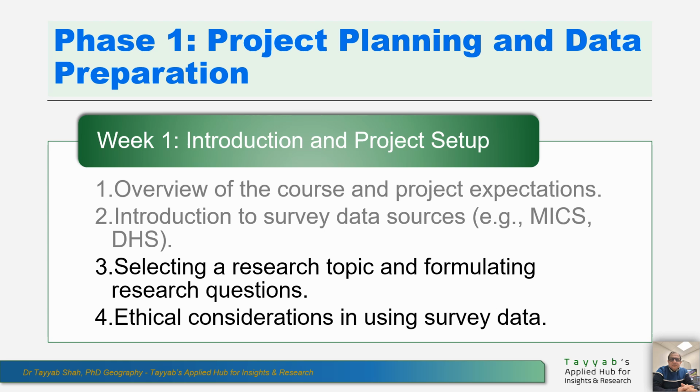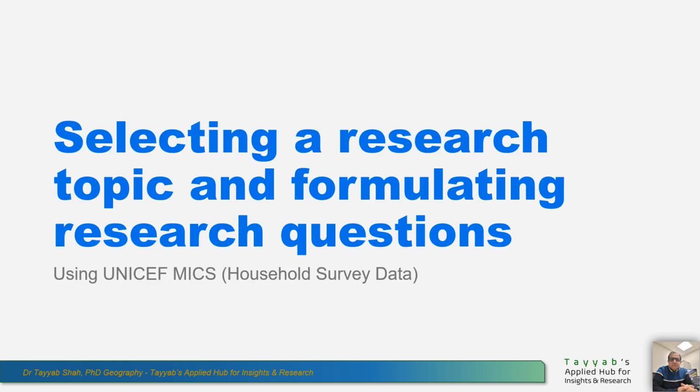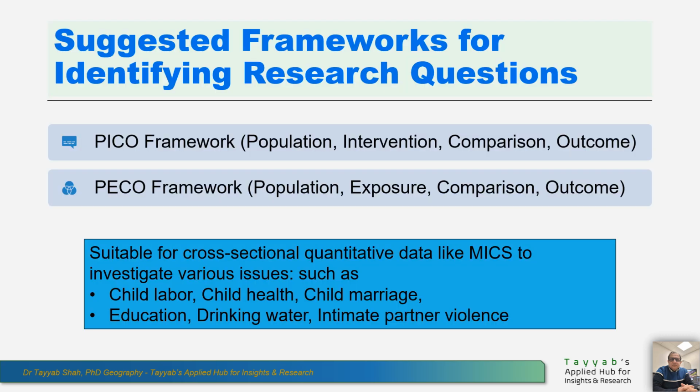So I'm going to discuss how to select a research topic and further narrow down towards research questions, particularly when you're using a Multiple Indicator Cluster Survey. So selection and the questions for the research is the most important component.